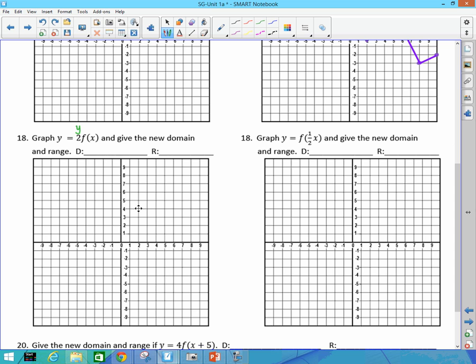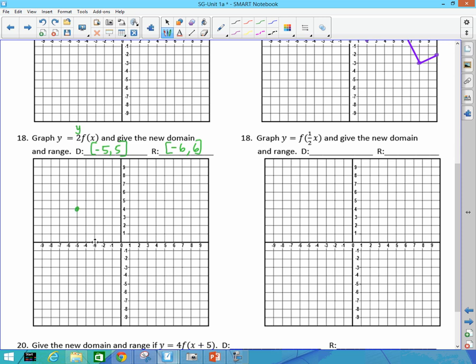So remember these points that we had. We started at -5, 2. Actually, let's do this first. This affects the y, so the domain doesn't change. -5 to 5. Our range, I multiply every range value by 2. So if my lowest was -3, it's now going to be -6. If my highest was +3, it's now going to be +6. Okay, so I started at -5, 2. Multiply the y by 2. 2 times 2 is 4, so it's going to go up to 4.